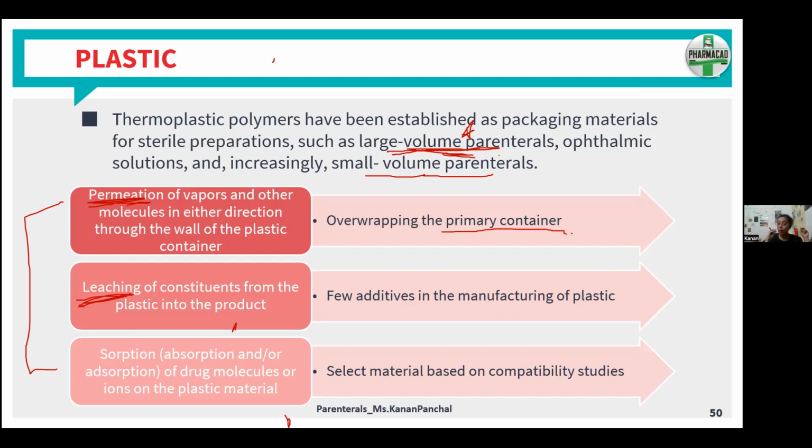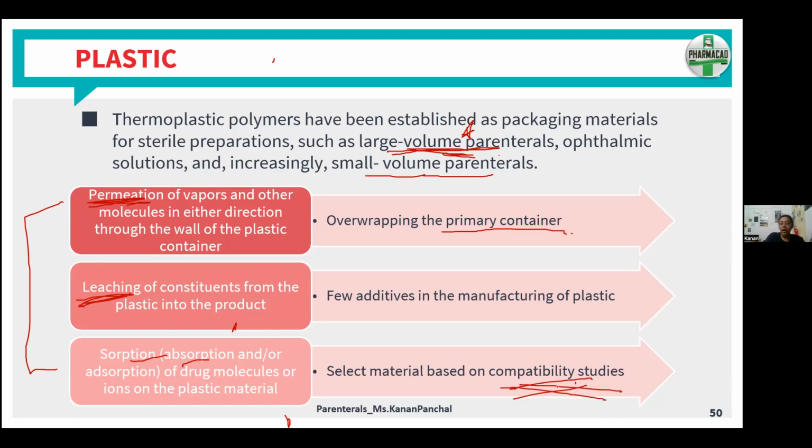All right, in the form of leakage. So permeation is two way. Then sorption, in the form of absorption or adsorption of drug molecules or ions on the plastic material. Same point. So you select the material based on the compatibility studies. Very important.